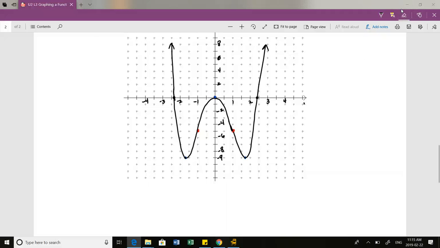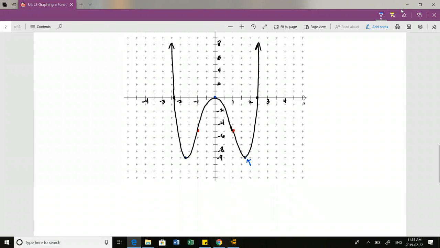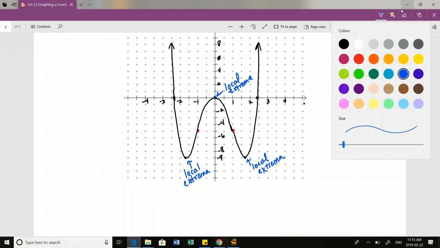Okay, maybe I should actually just fix this. It doesn't look amazing. There we go. Cool. Okay, so if you want to label these guys, you can. These were our local extrema or our critical numbers. You don't have to label, but some people were asking me what they were, so this is also local extrema. Okay, and then my red ones here were points of inflection.